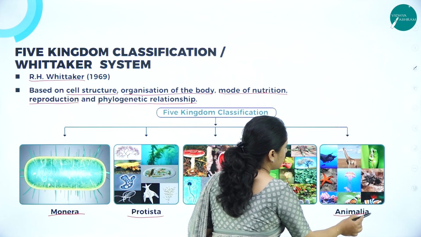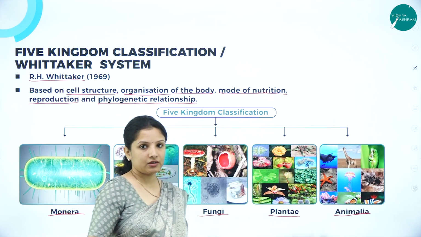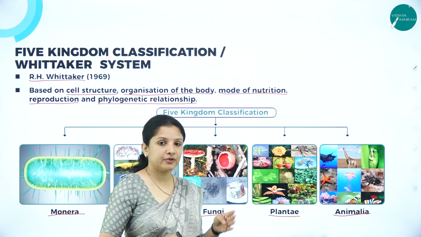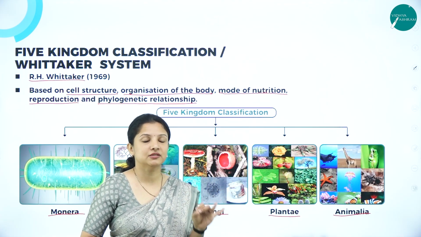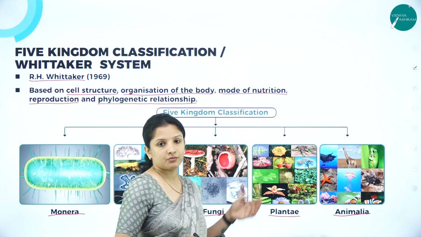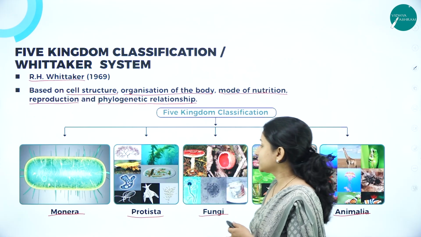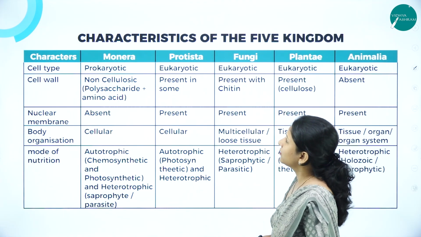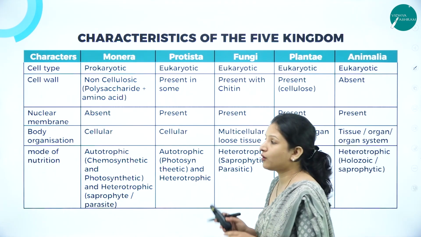Then we have Animalia, that is all the animals come under kingdom Animalia. The birds, the insects, the mammals, the reptiles, everything comes under kingdom Animalia. So we shall study about their characteristics in general in the form of this table.